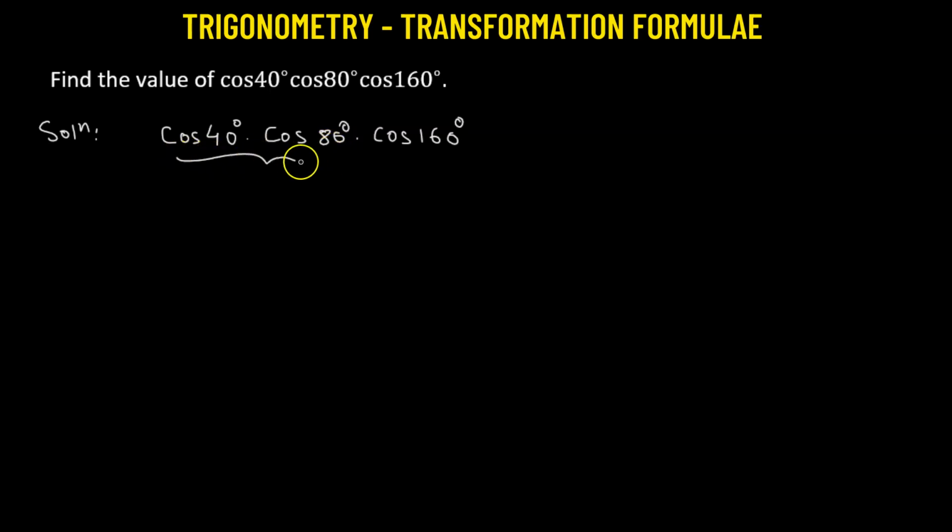Now if we consider the first two expressions, the product of cosine 40 degrees and cosine 80 degrees, since we have a product of cosine functions, that should be transformed to give us the sum of two cosine functions. So here we'll be using the formula 2 times cosine of A times cosine of B equals cosine of A plus B plus cosine of A minus B. Now in this case, we don't have the 2 factor here. All we have to do is multiply and divide by 2.